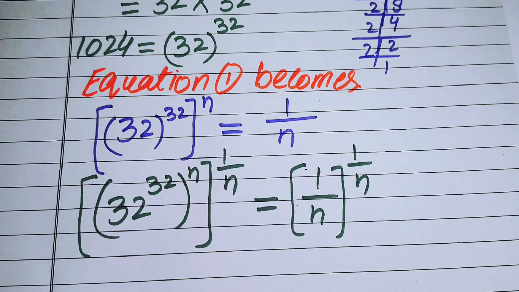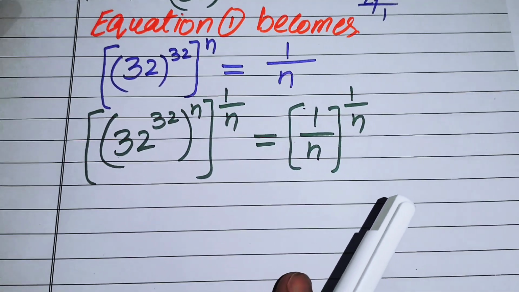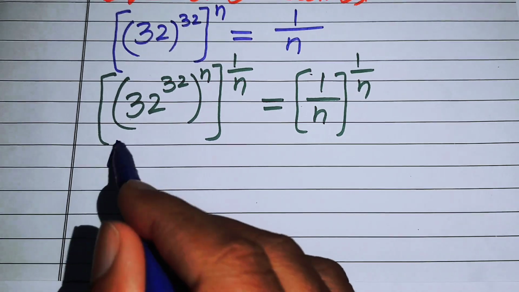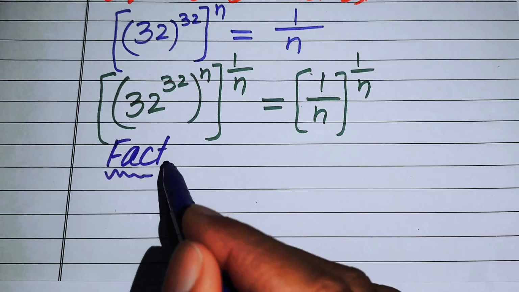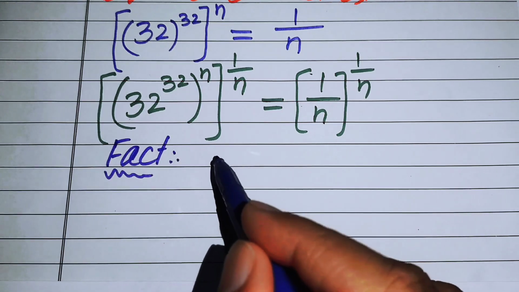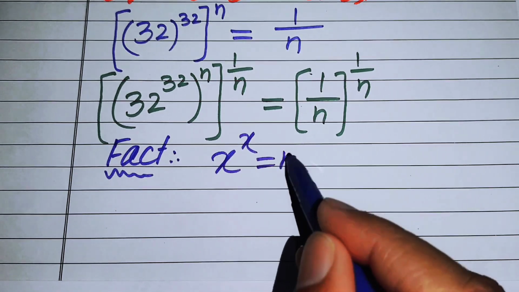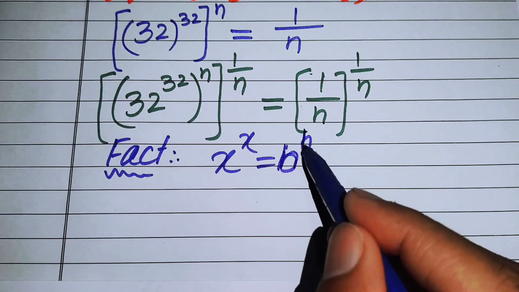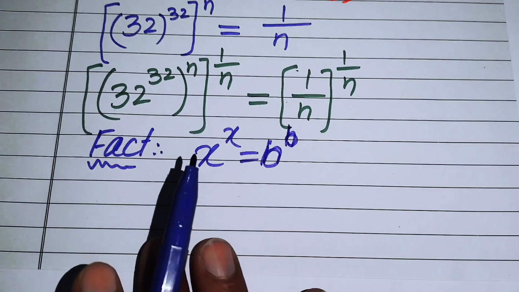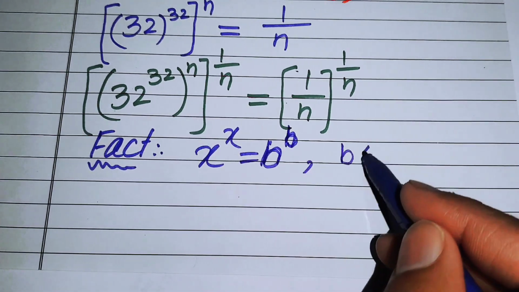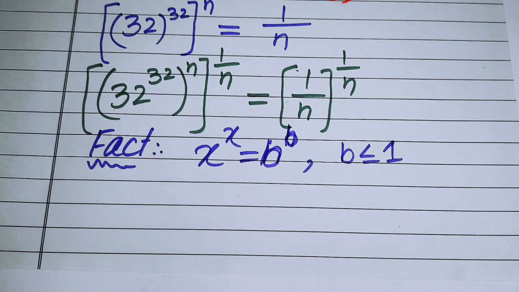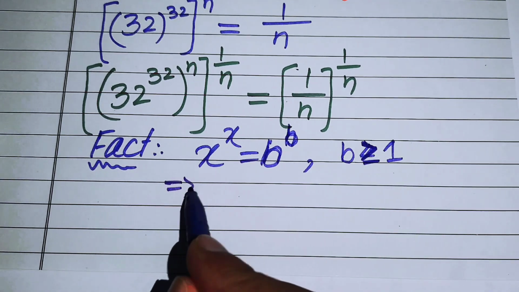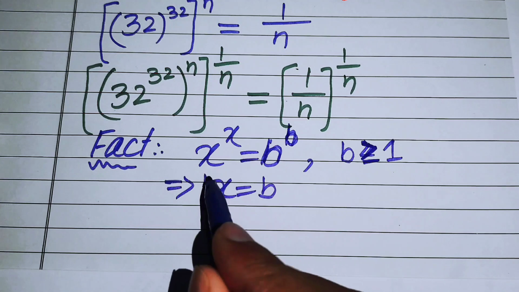After this step we need the important fact about nested exponents, so I can first explain a little bit about this fact. If you have x to the power of x equals b to the power of b, and you check that b is greater than or equal to 1, then we will write this expression as x equals b.